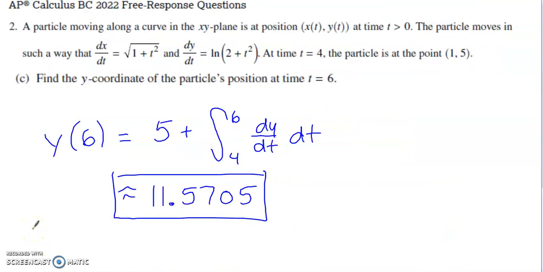Part C wants us to find the y-coordinate of the particle's position at time 6. We're going to have to base that off of the y-coordinate that we know. So at time 4, we know the y-coordinate is 5, and I'm going to take that as my starting y-coordinate and then add on how much the y value changes by integrating the rate of change of the y value across the time from when I knew the y value to the time that I would like to know the y value.